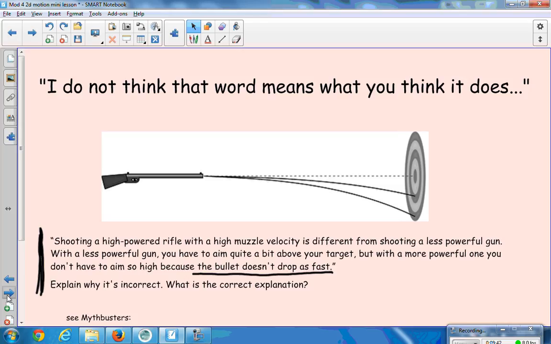The correct explanation is that the more powerful rifle reaches the target faster. So for this one, the bullet from the more powerful rifle drops less. Why? Less time to target. It travels faster horizontally, so it takes less time.